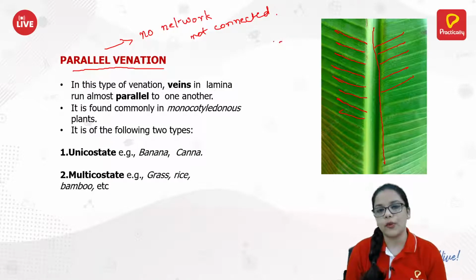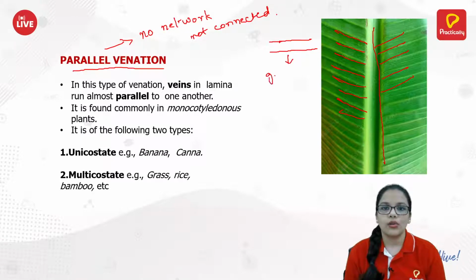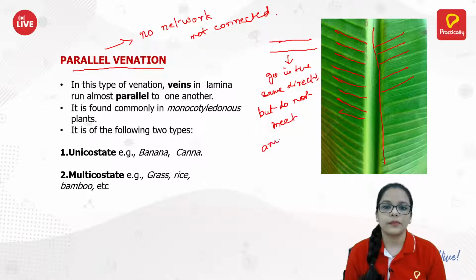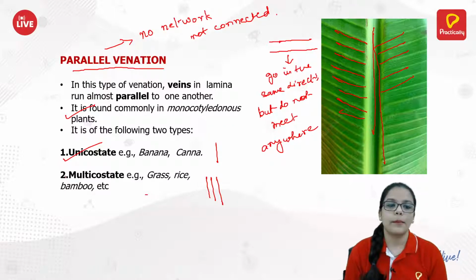When you say parallel line, what does parallel line mean? They go in the same direction, but they do not meet anywhere. So that is known as parallel venation. It is mostly found in monocotyledonous plants. This is also of two types. There is unicostate, which has only one. See, banana has only one mid vein. And then there is grass, rice. They have two or three mid veins. That is known as multicostate.